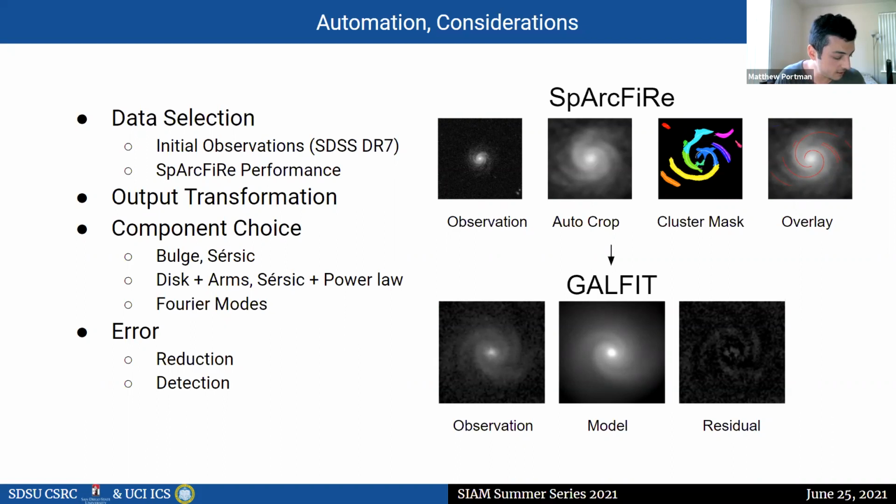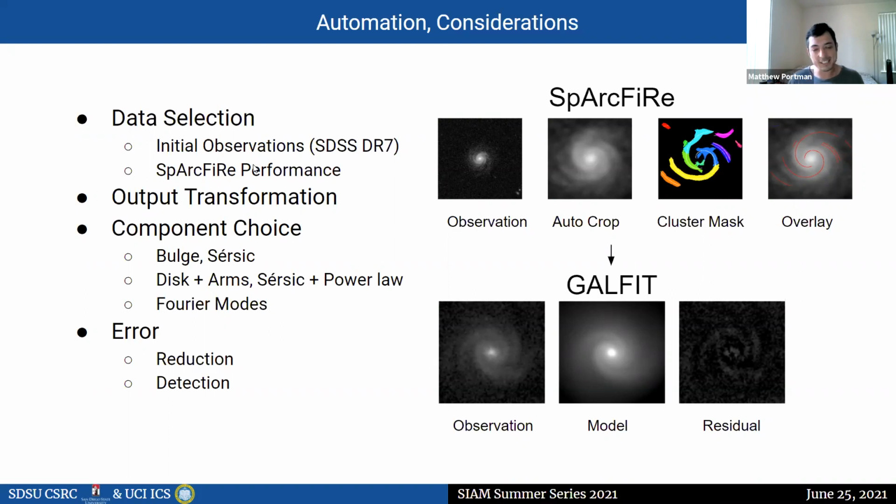So when we're looking at some of the considerations for automation, you can see my very vague pipeline of SparkFire to Galfit. The first thing we need to do is data selection. We have chosen, for at least this part of my research, observations from the Sloan Digital Sky Survey, or SDSS, data release 7. That was quite a few years ago, but the set's done. They've already done all the analysis on it. It's pretty good to go.